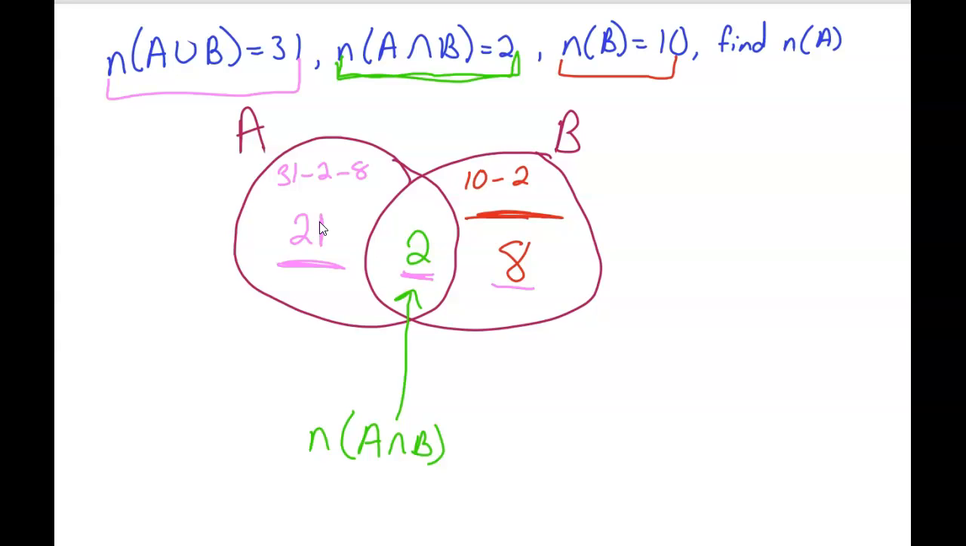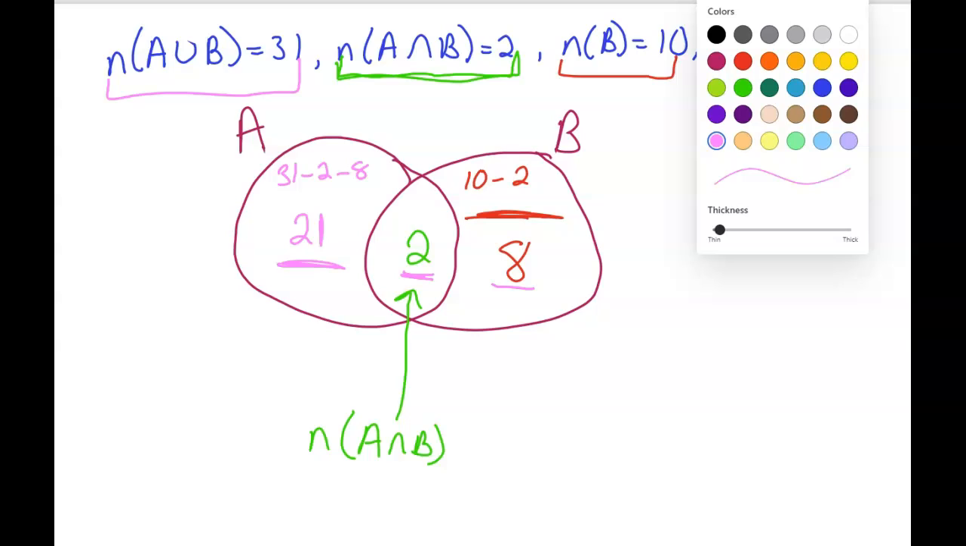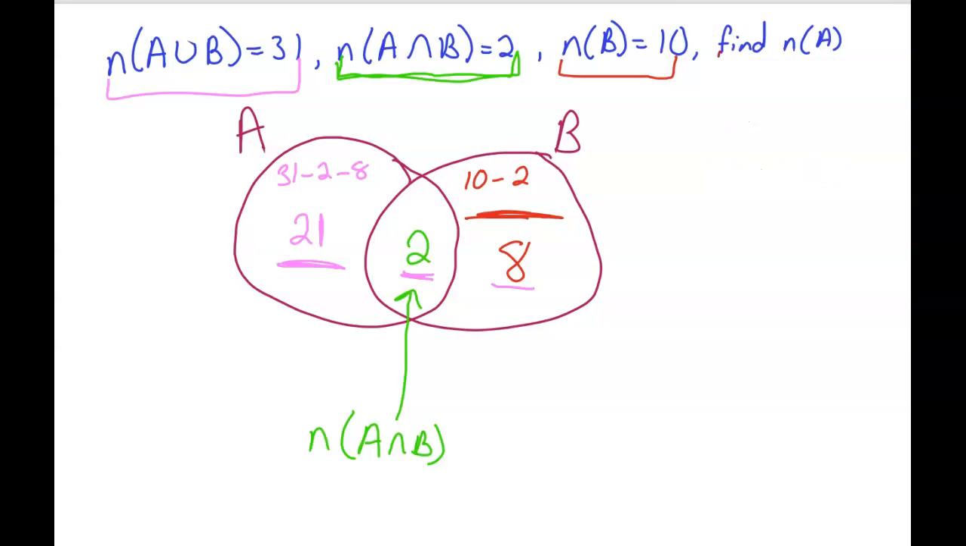Okay. Now, we want to find the number in A. Now, A, remember, is this entire circle here. So A is going to be the 21 plus the 2, which will give us a total of 23. When you're looking at these, you always have to start with that innermost, and you have to remember that those innermost are included in the other total amounts for the circles.